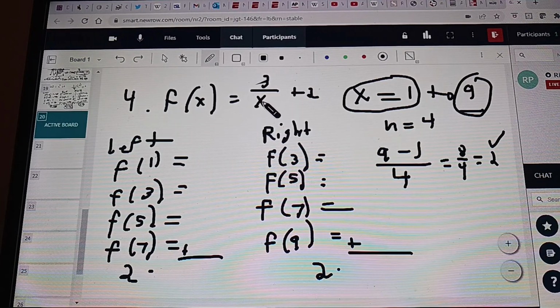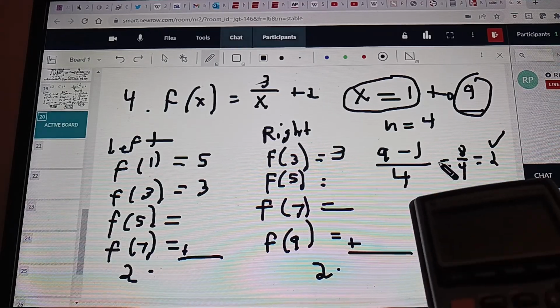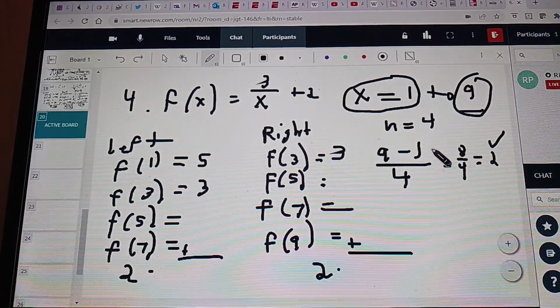So f of 1 is easy. 3 divided by 1 is 3. 3 plus 2 is 5. F of 3 is easy. 3 divided by 3 is 1. Plus 2 is 3. Here's the first one that doesn't come out nice. 3 divided by 5 is 0.6. Plus 2 is 2.6.